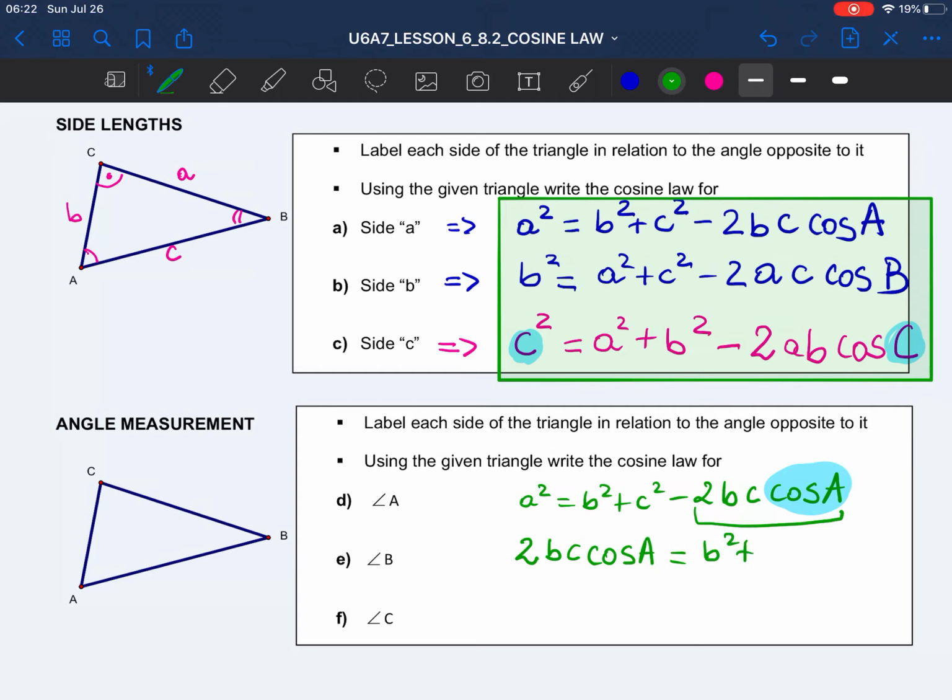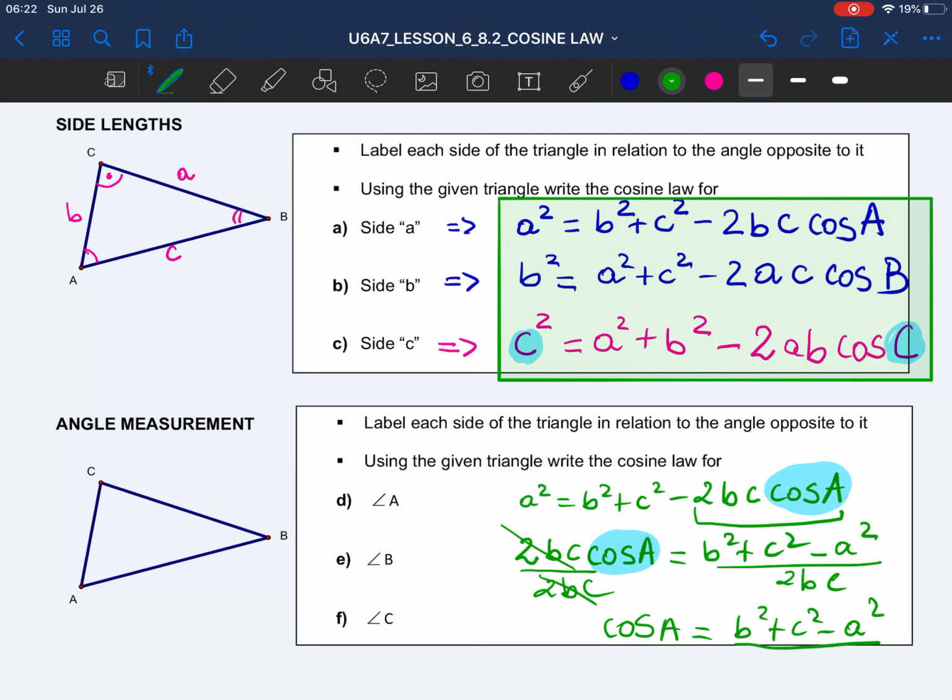Then on the right side of the equation, we'll keep b squared plus c squared. They were already there, so nothing changes for them. But a squared will join them, and a squared is coming from the left side, so it will become negative. Now, again, to isolate the cosine of angle A, we are going to have to divide both sides by 2bc. And that will give us cos A equals b squared plus c squared minus a squared divided by 2bc. And at the end, we just use inverse cosine of this whole formula, b squared plus c squared minus a squared over 2bc.